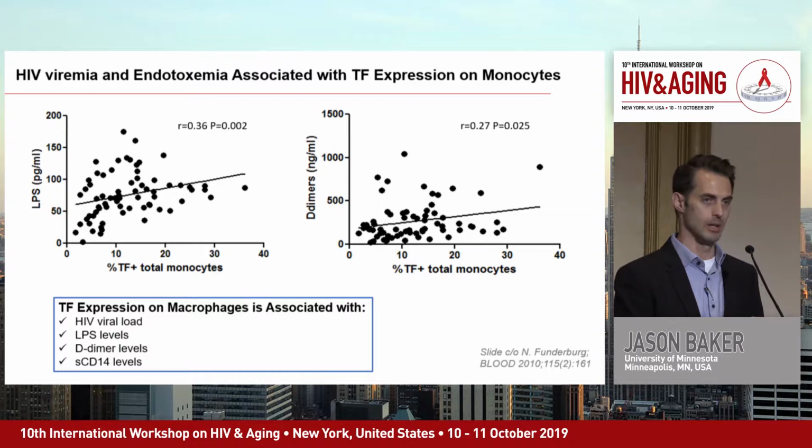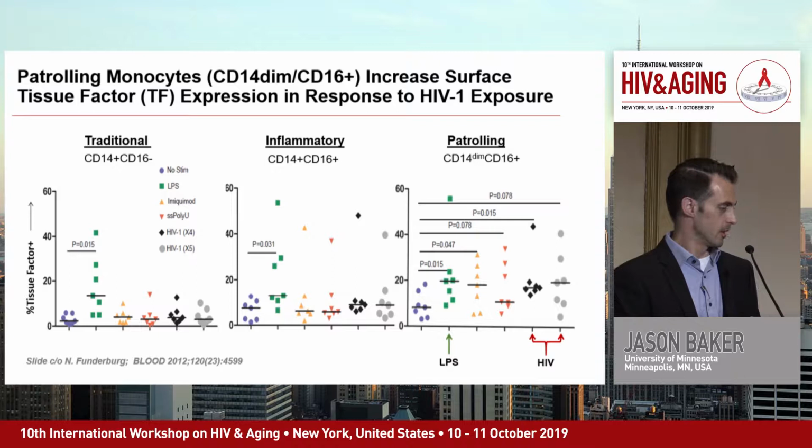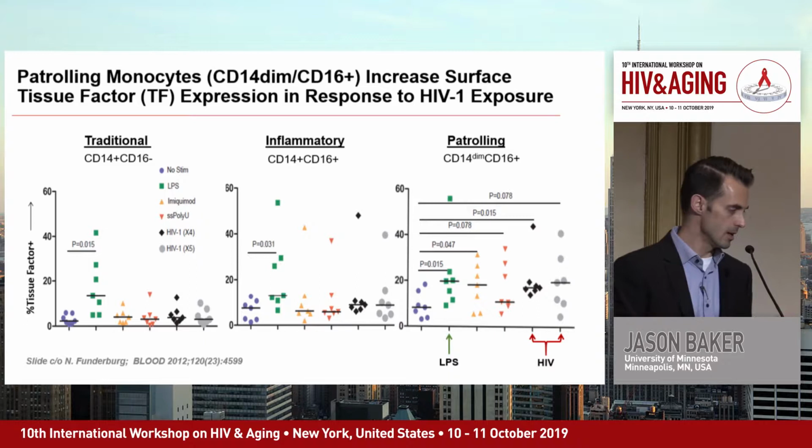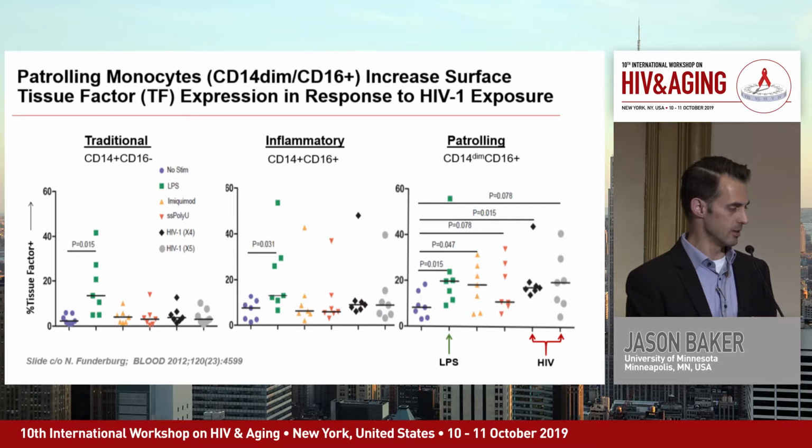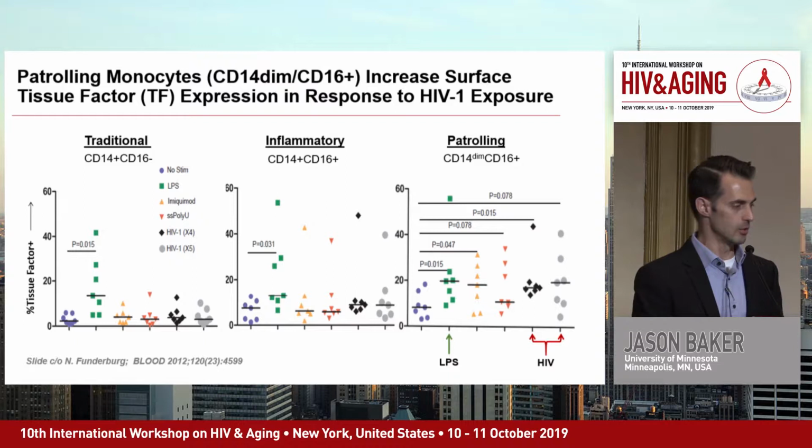He also did some functional studies, which I think are important to point out, where he actually showed the subset of monocytes that really upregulate tissue factor. These so-called patrolling monocytes, sometimes called non-classical monocytes, are dim for CD14 and express CD16. On the right panel, you can see when he exposes these cells to LPS or two different strains of HIV, either X4 or R5 virus, it upregulates tissue factor expression.